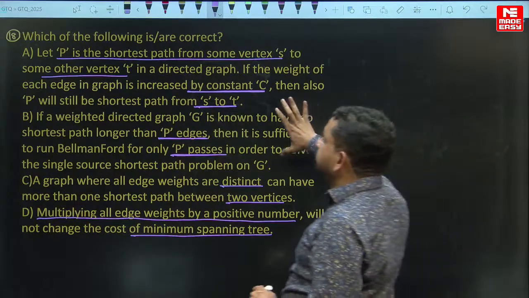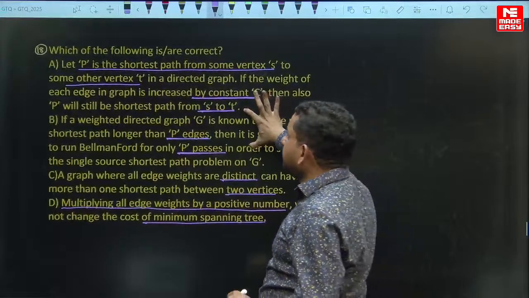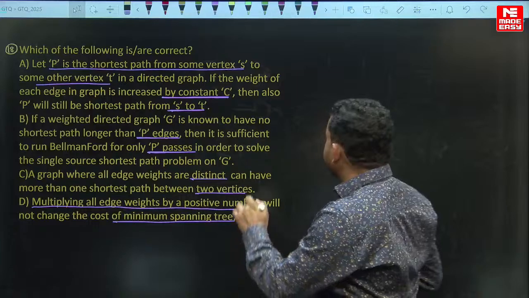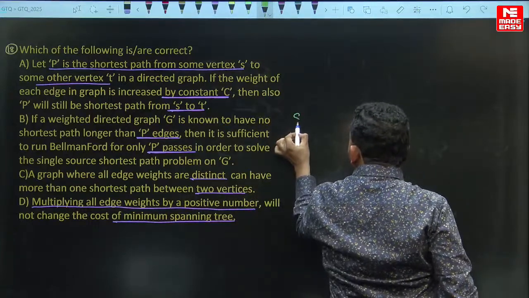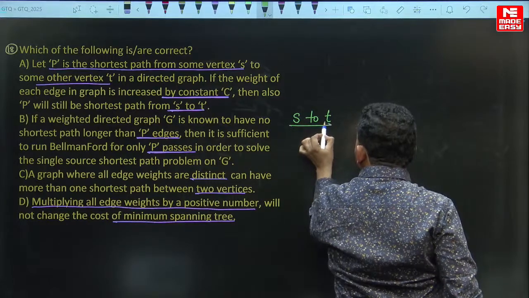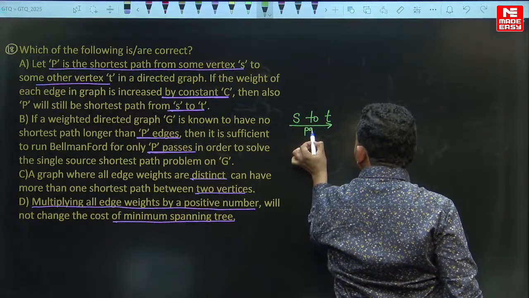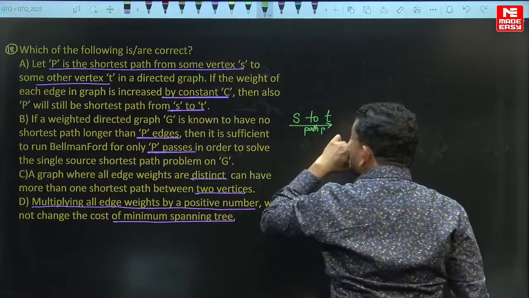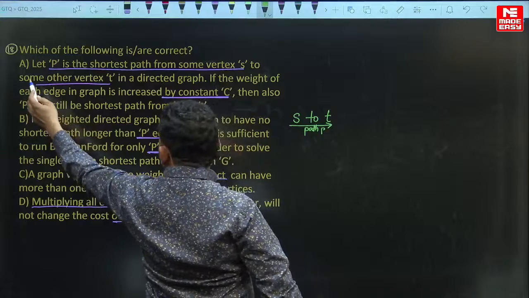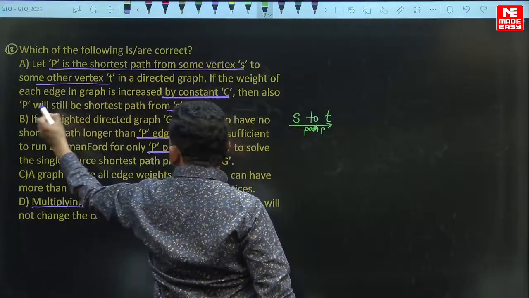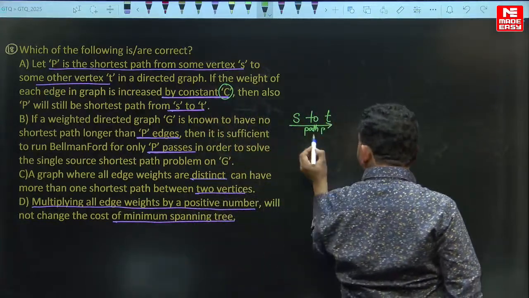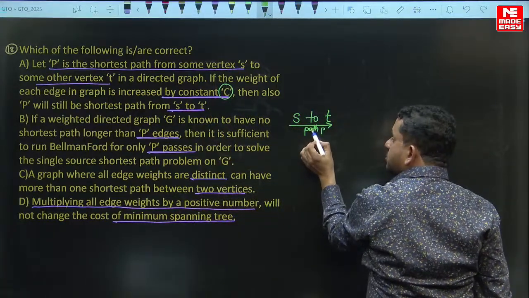Okay, right. So see this one. P is the shortest path from S to some vertex T. Then if the weight of each edge is increased by some constant, so the weight of each edge is increased by some constant.